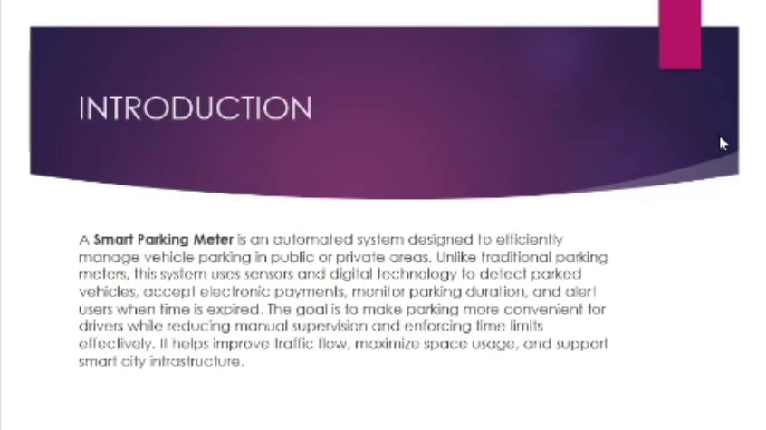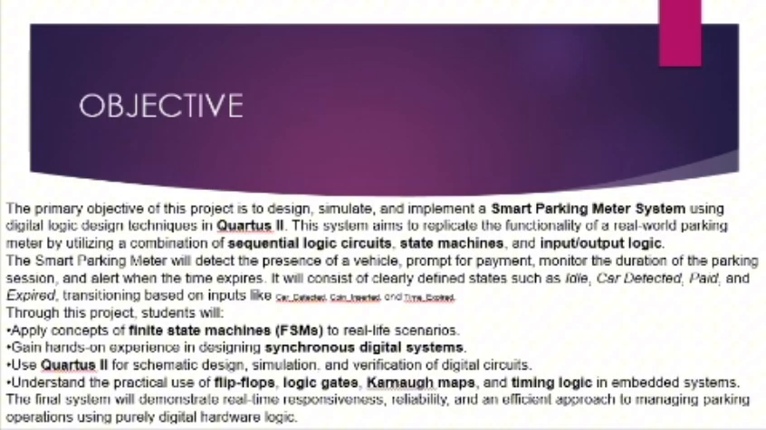This is an introduction. A smart parking meter is an automated system designed to efficiently manage vehicle parking in public and private areas. Unlike traditional parking meters, this system uses sensors and digital technology to detect parked vehicles, accept electronic payment, monitor parking duration, and alert users when time has expired. The goal is to make parking more convenient for drivers while reducing manual supervision and enforcing time limits effectively. It helps improve traffic flow, maximize space usage, and support smart city infrastructure.